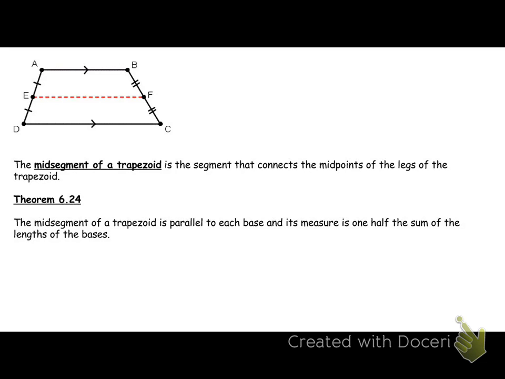Someone said, EF doesn't look like it's half of DC. You're right, it's not. It's half the measure of the sum of the lengths of the bases. You add AB and DC and take half of that. If AB was 2 and DC was 8, it would be 5, and then it's right in the middle. Good. Anybody else with issues?